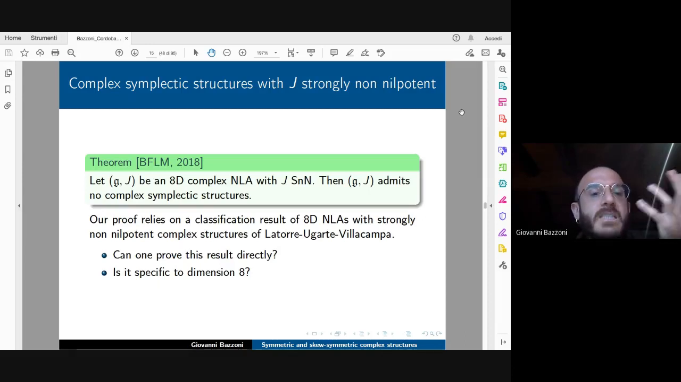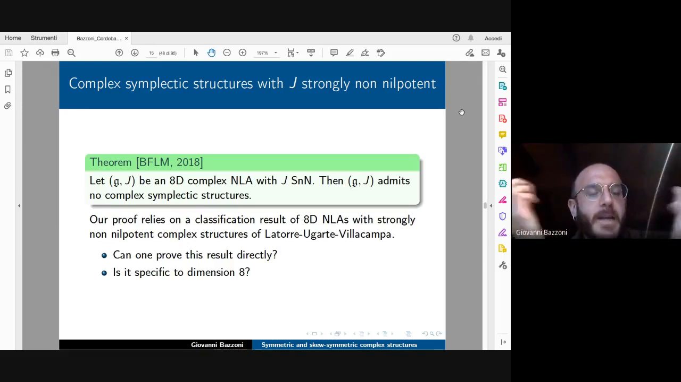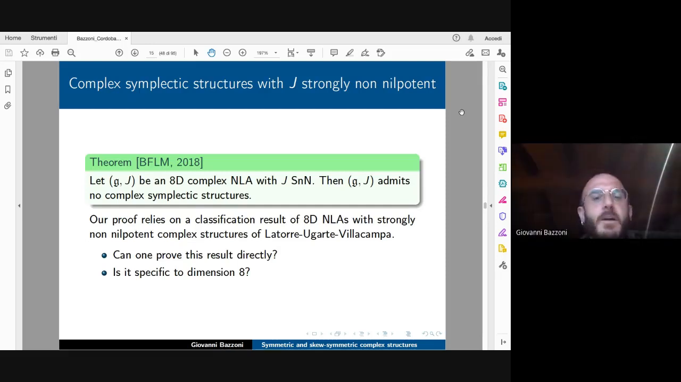We don't know. And it's not so easy because you have to come up with something that actually lives in dimension 12, does not come from lower dimension. So it's kind of hard. You have to think of some complex structure and see that it's strongly non-nilpotent and see that it does have complex symplectic structures. So these are two questions.